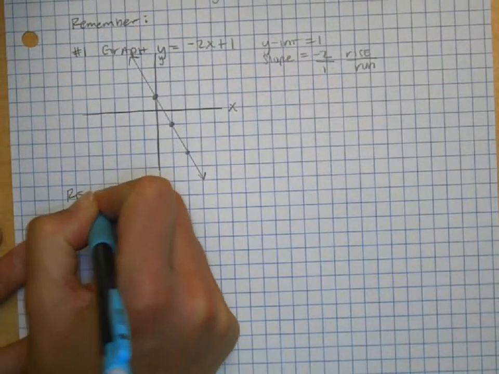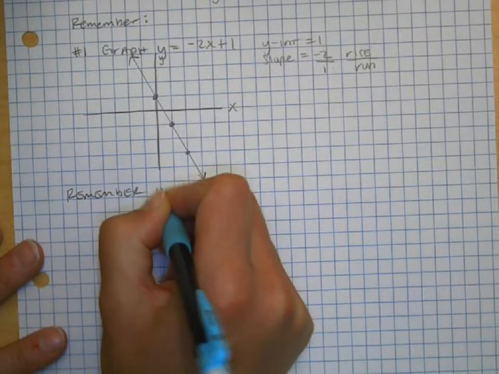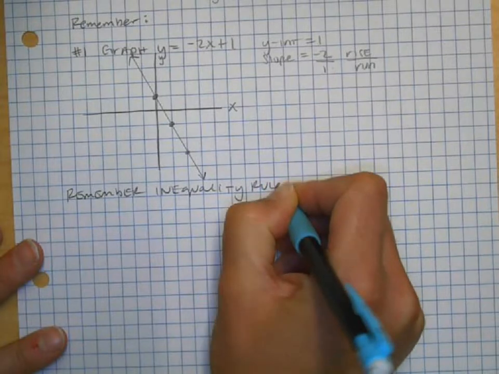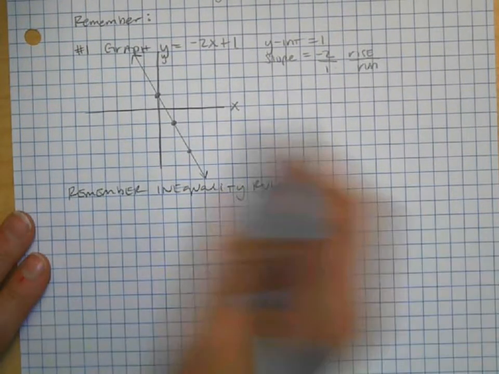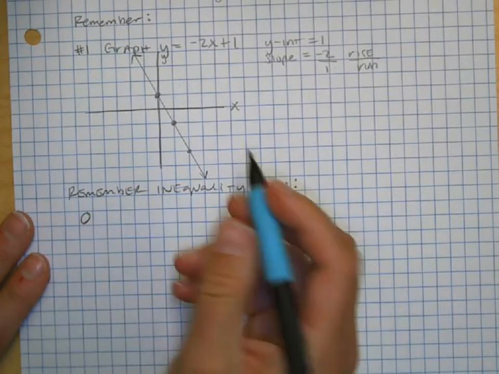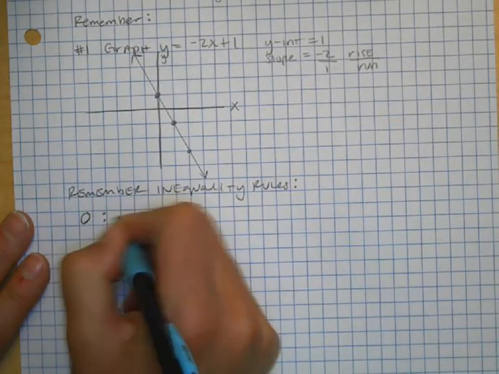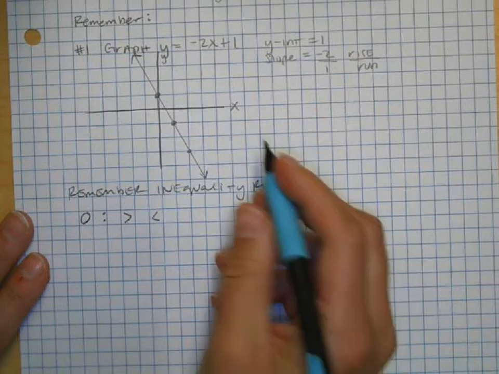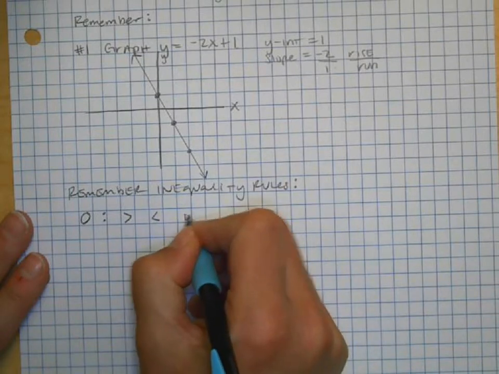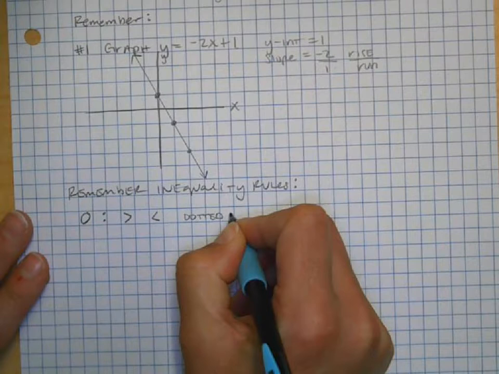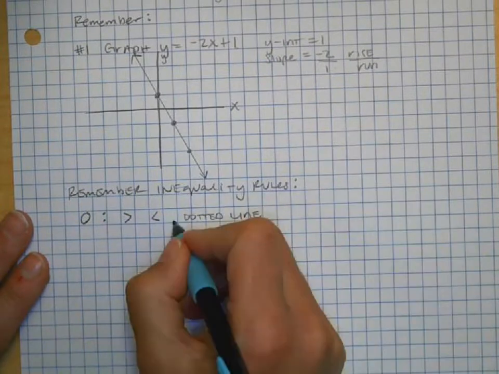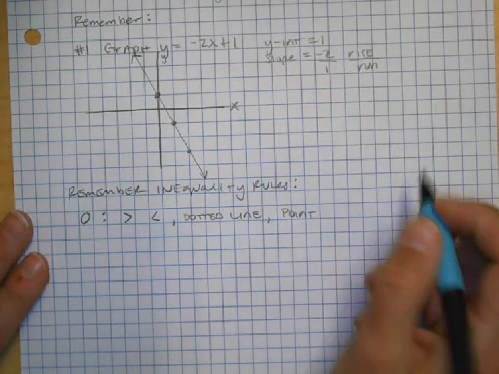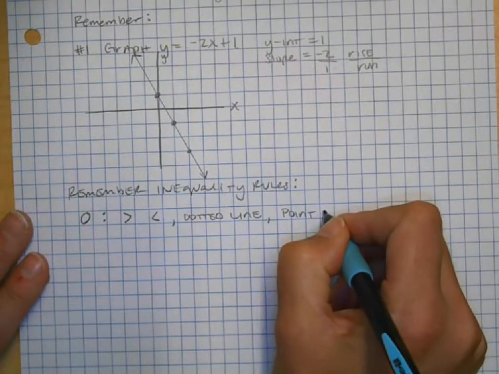So let's remember inequalities. And we'll say inequality rules. So for example, if you have an open circle, this is going to imply that you have a greater than or a less than symbol. You're going to have a dotted line, and your point is not included. Or we could just say points are not included.